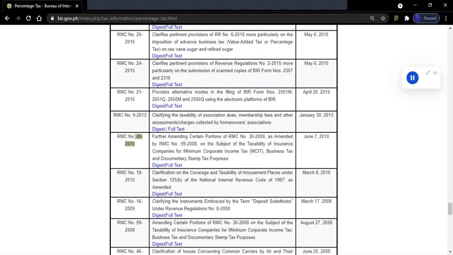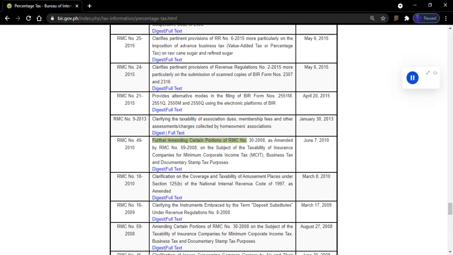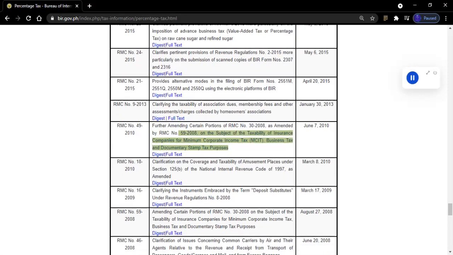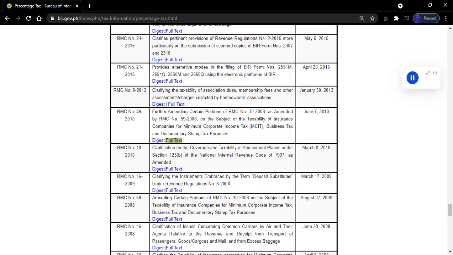RMC No. 49-2010. Further amending certain portions of RMC No. 30-2008 as amended by RMC No. 59-2008 on the subject of the taxability of insurance companies for minimum corporate income tax, MCIT, business tax and documentary stamp tax purposes. Digest. Full text.